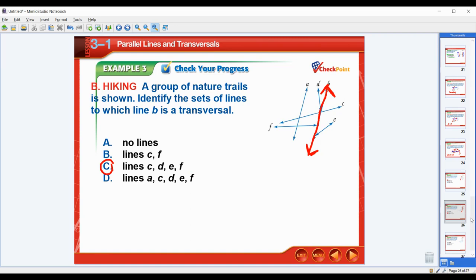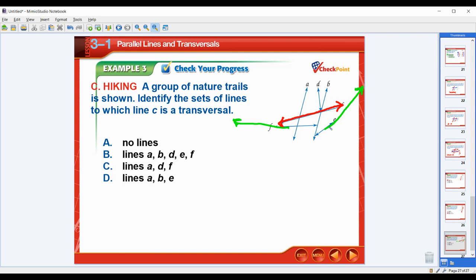Last one. Identify the set of lines to which line C is a transversal. So line C runs horizontal here, and line C is going to run through a good bit of lines here. It's going to run through line A. It runs through line D. It runs through line B. And as you can see here, if these lines were to extend forever and ever, which they will, you can see these will also intersect line C at some point.